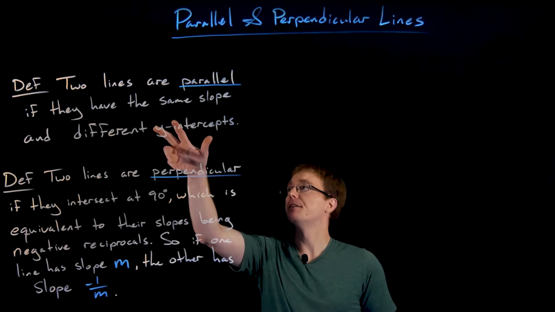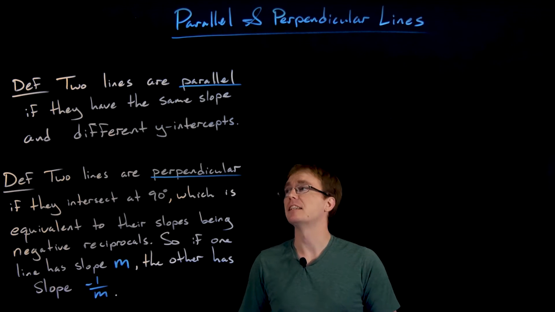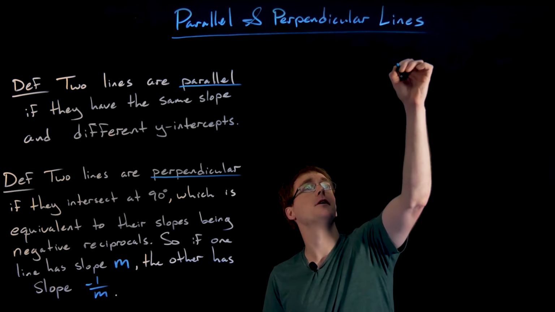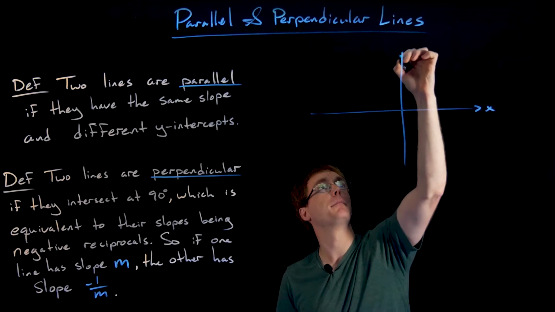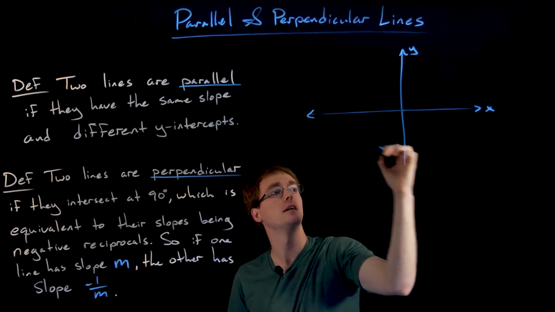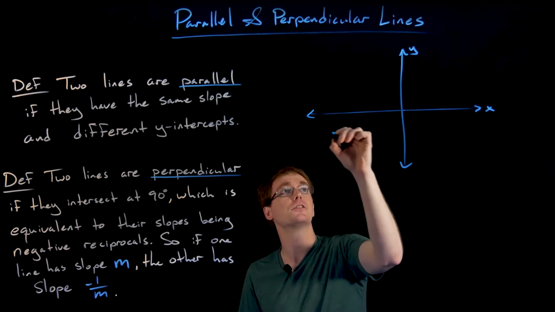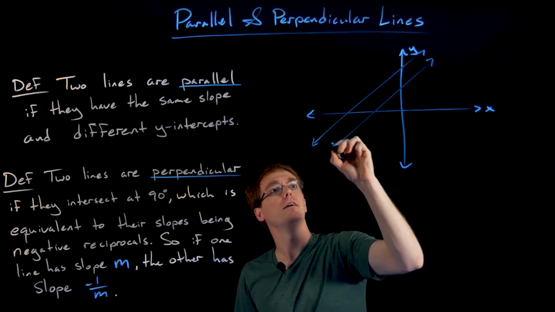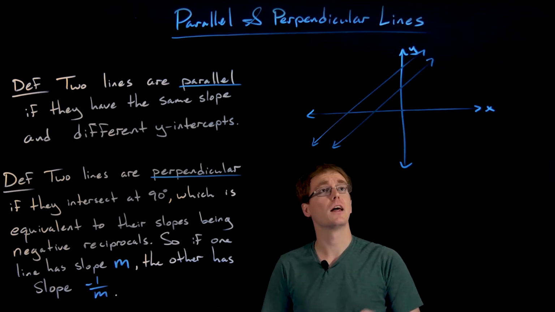So for our first definition, we say two lines are parallel lines if they have the same slope and different y-intercepts. We're probably pretty familiar with the concepts of parallel and perpendicular lines from geometry. Just really quickly, let's draw some examples of some parallel lines. They just have to have the same slope but different y-intercepts. So here's an example of two parallel lines.